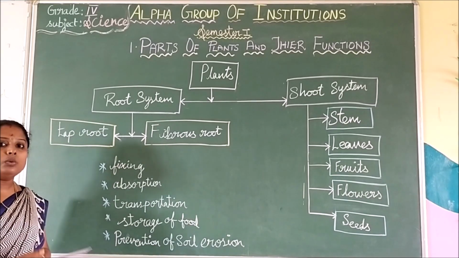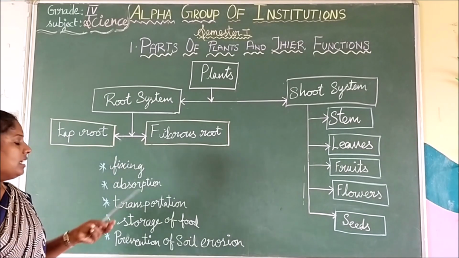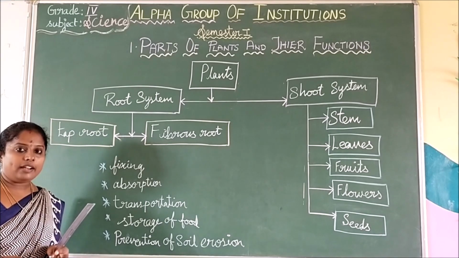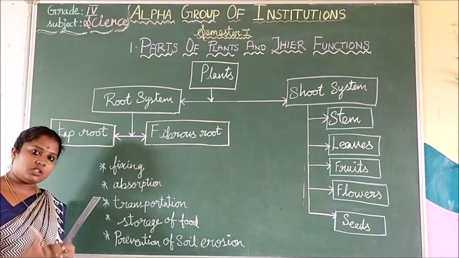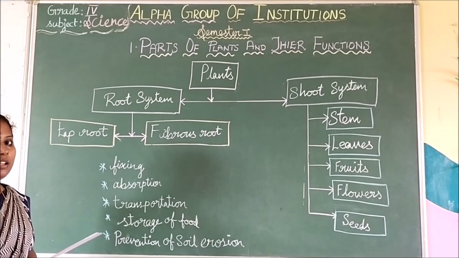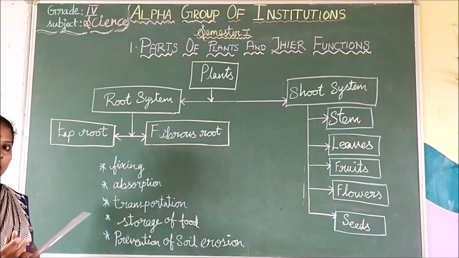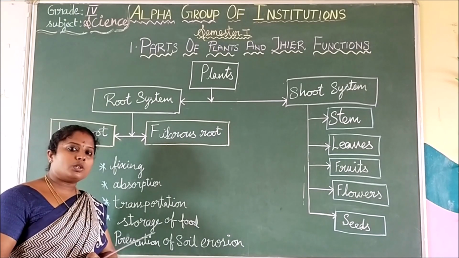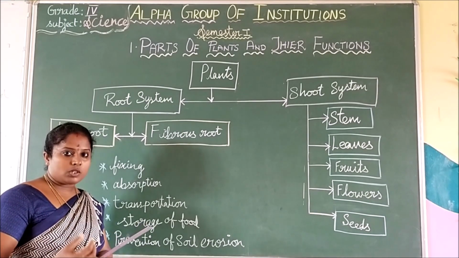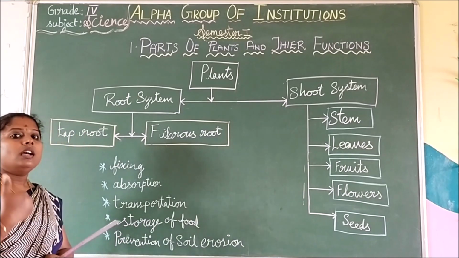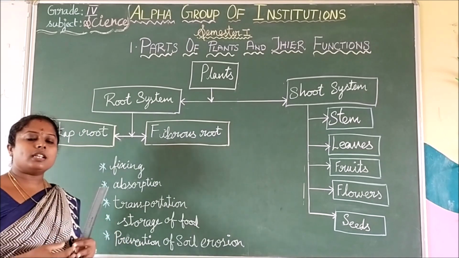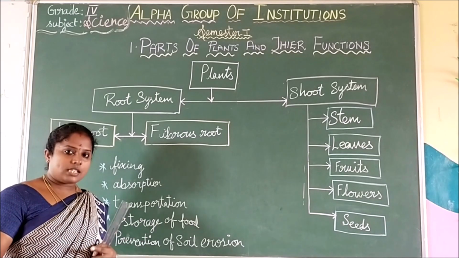And the functions of both the taproot and fibrous root system are, first, fixing in the sand. It helps the plant to stand straight and to stand strong. Next, absorption. The roots are the main source of water, and they help the plant to absorb water, minerals and many other things from the soil, and transfer them to the other parts of the plant. So root absorbs all the minerals and vitamins available in the sand.